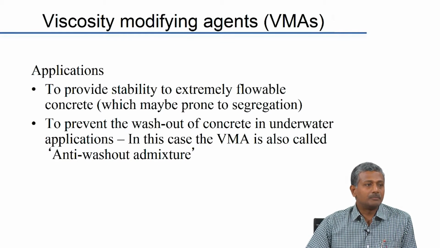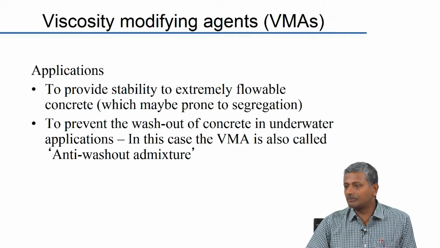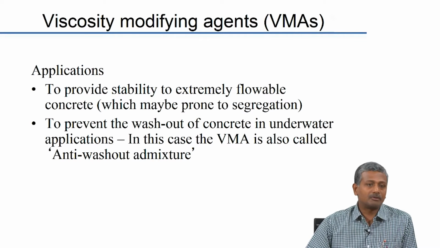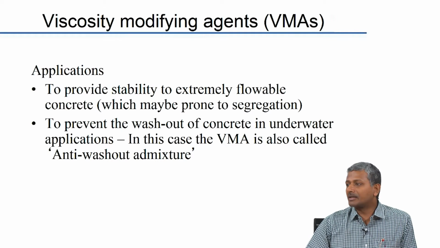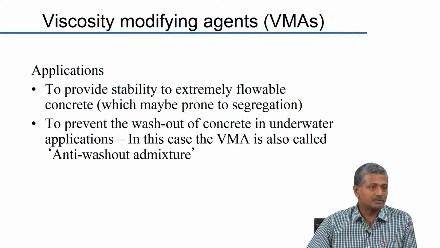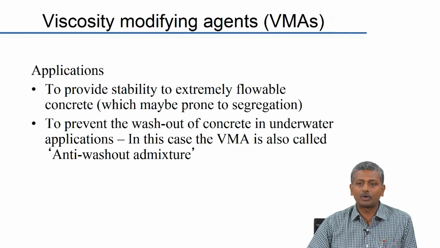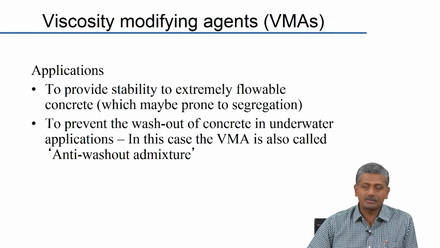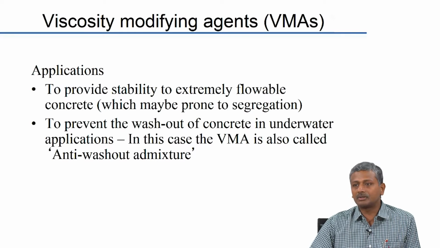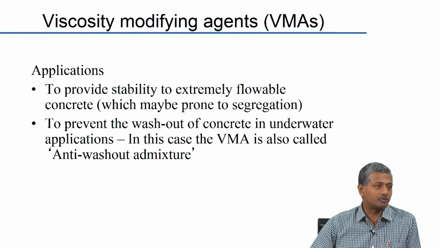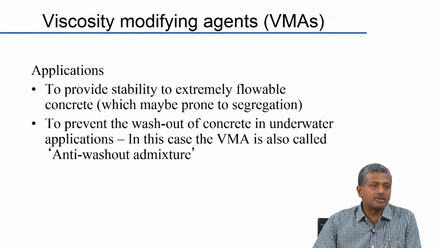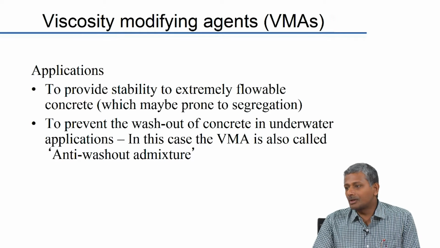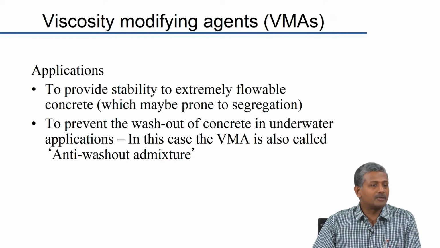Again, the primary purpose for which we use VMAs today is to improve stability of extremely flowable concretes like self-compacting concrete. Now, we know very well that self-compacting concrete can compact under its own self weight. It has a very high degree of flowability that is brought about by the use of superplasticizers, and we also do an efficient design which gives us the best type of flowability possible. But we also know that when flowability is high, there is also a danger of separation of the ingredients, and that happens because our paste viscosity is not large enough to actually control the settlement of the aggregate.